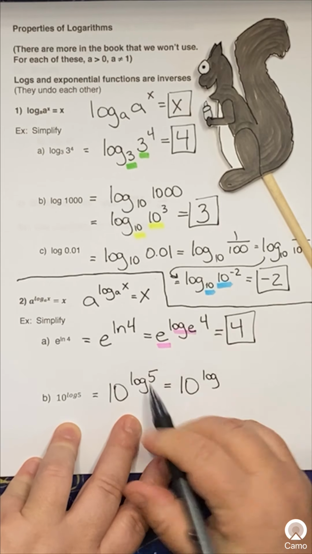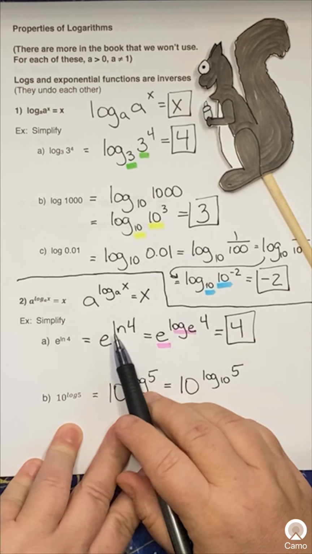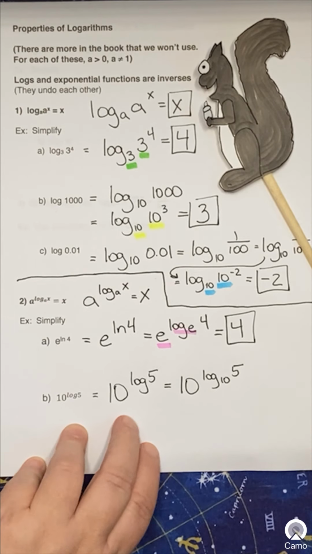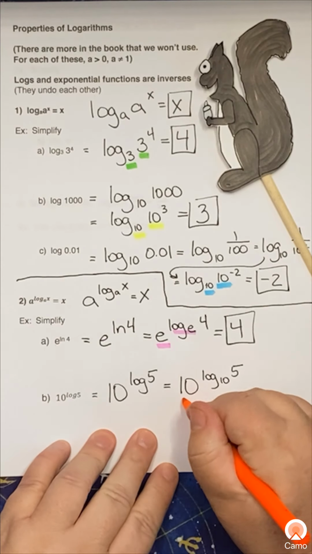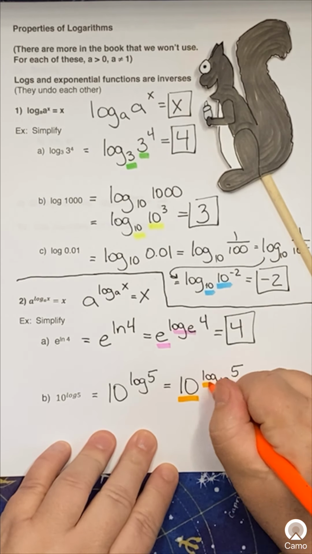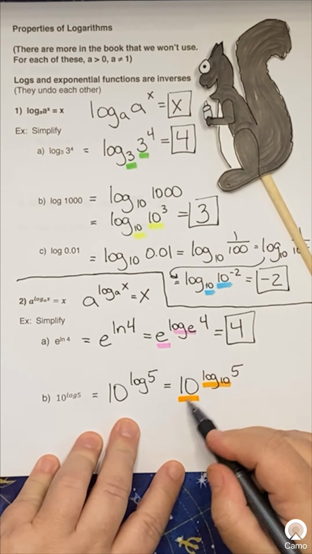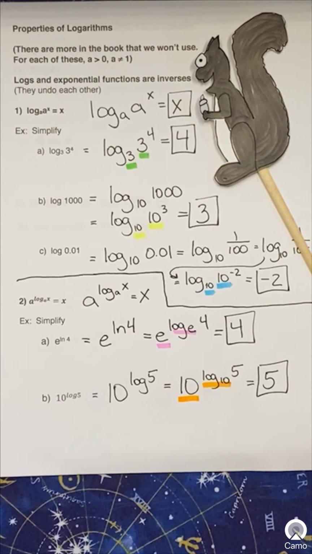Well, remember, if there's no base specified, it's base 10. Much like if you have natural log, it's base e. This is base 10. And is there a color I haven't used yet? Yeah, there's orange. 10 raised to the power log base 10 of 5. These two undo each other, and our answer is 5.